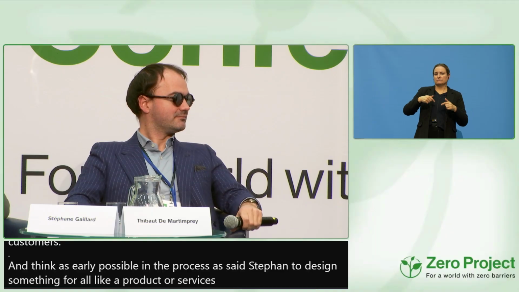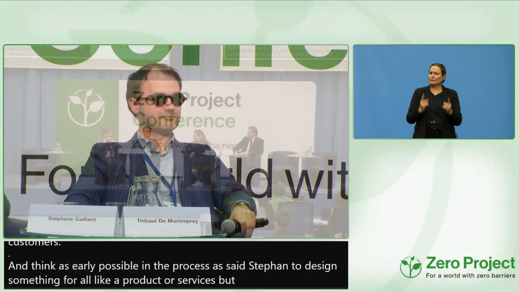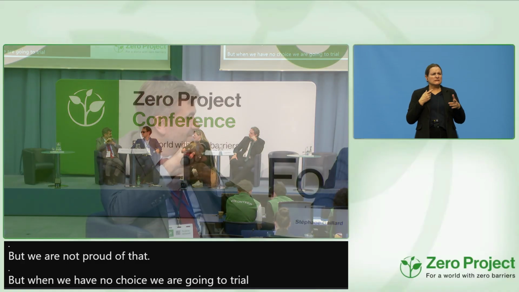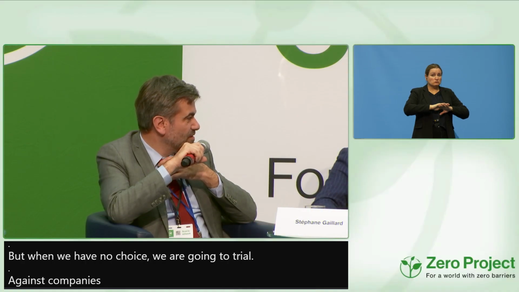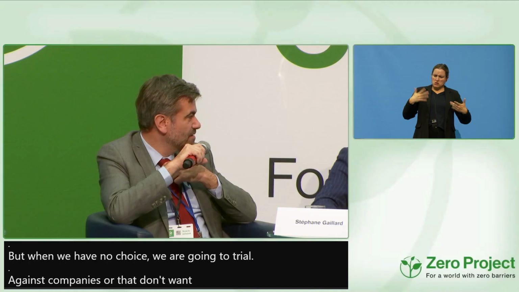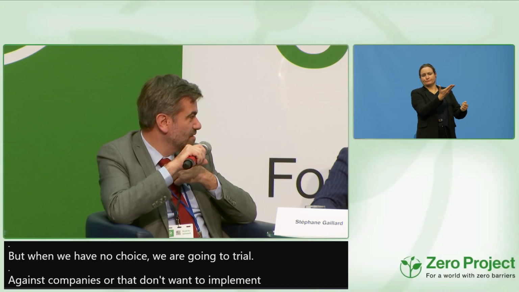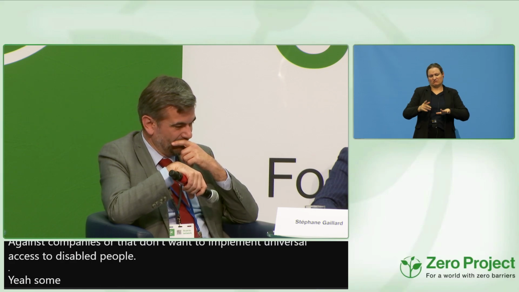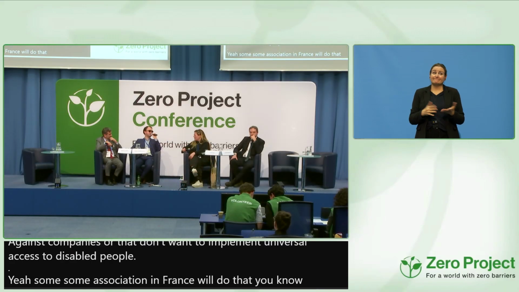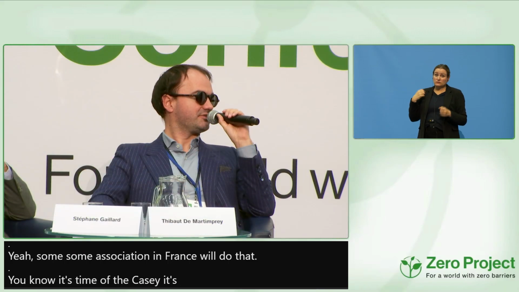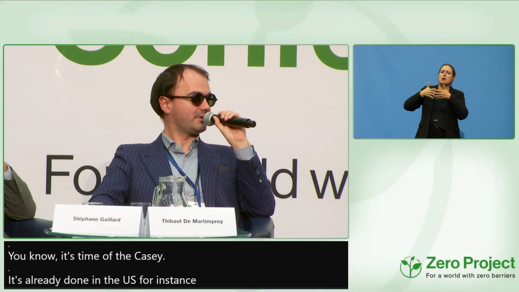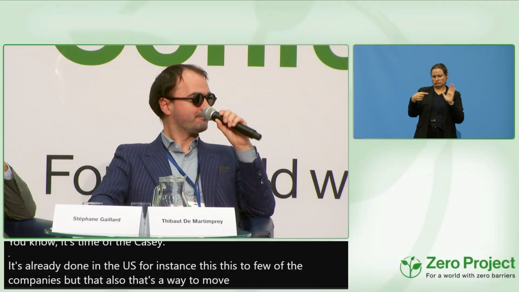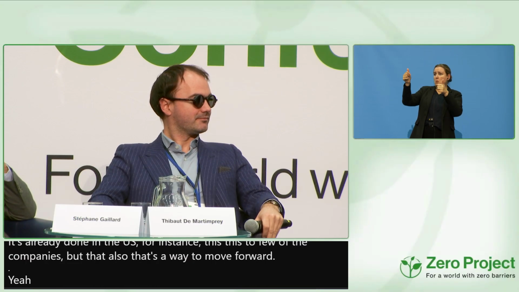We are not proud of that, but when we have no choice, we go to trial against companies or administrations that don't want to implement universal access for disabled people. Some associations in France will do that. It's a form of advocacy. It's already done in the US, for instance, to sue companies, but that's also a way to move forward. That's a tool in itself as well.